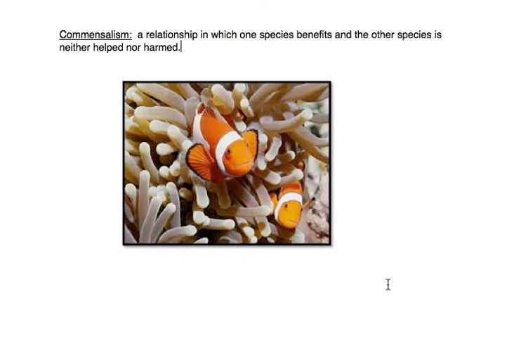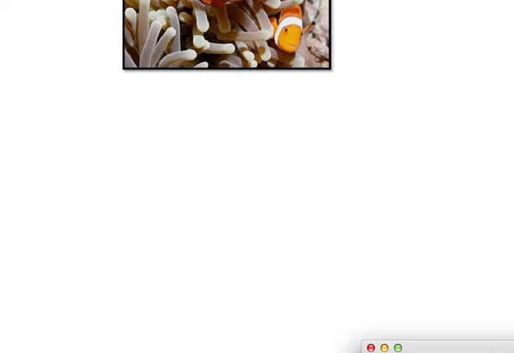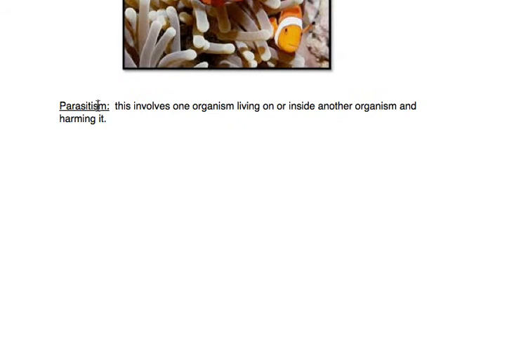Okay, and the last symbiotic relationship we're going to discuss is parasitism, which we did talk about a little bit last week after we had watched the video. So parasitism involves one organism living on or inside another organism and causing it some sort of harm. So living where we live, we're very familiar with a couple of parasites. One is a tick.